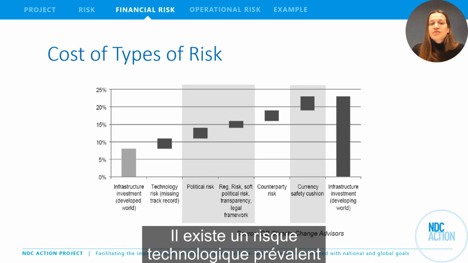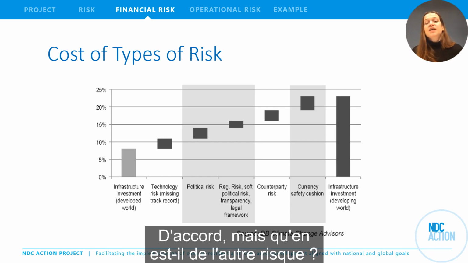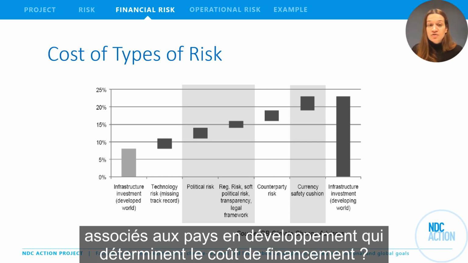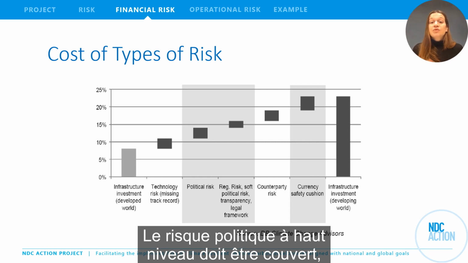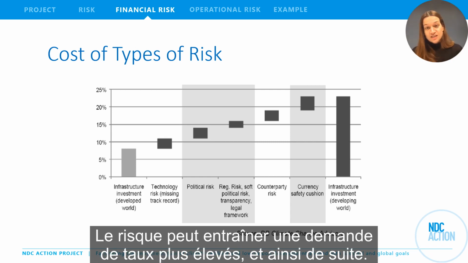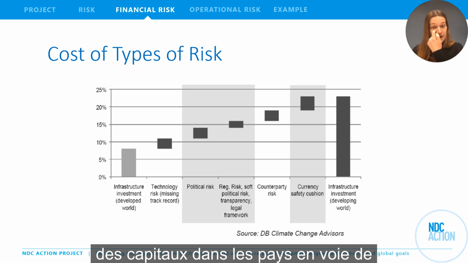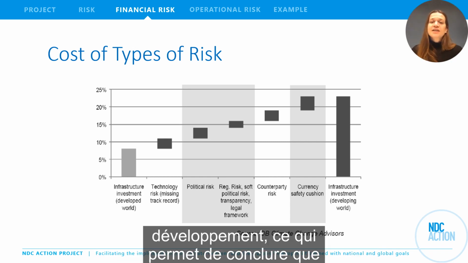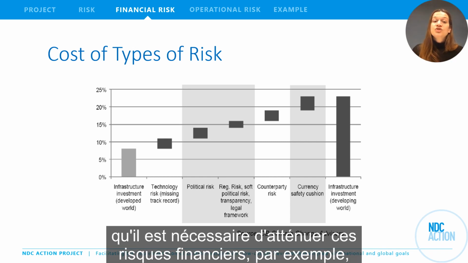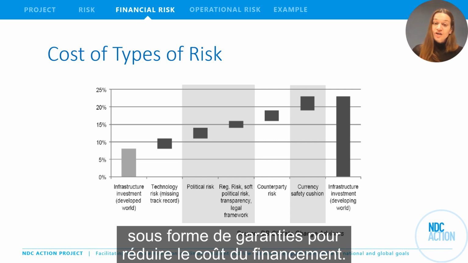There is technology risk that's prevalent in the event that the technology has no track record. Fair enough. But what about the other risk associated with developing countries that drive the financing cost? High up, political risk must be covered, usually in the form of high interest rate. Currency risk might result in a demand for higher rates, and so on. As you can see, risk cover boosts the cost of capital in developing countries significantly, leading one to conclude that there is a need to mitigate these financial risks, for instance in the form of guarantees, to cut the cost of financing.